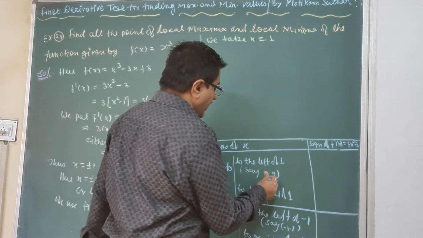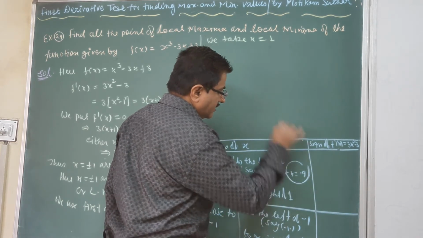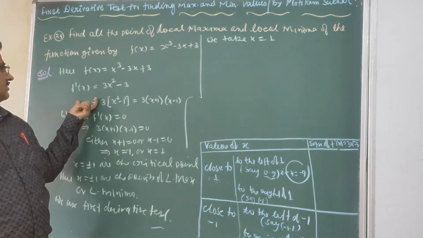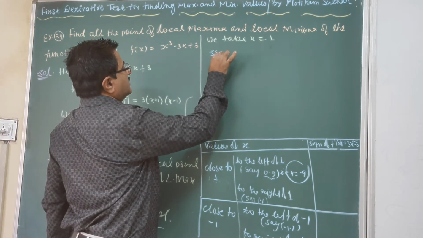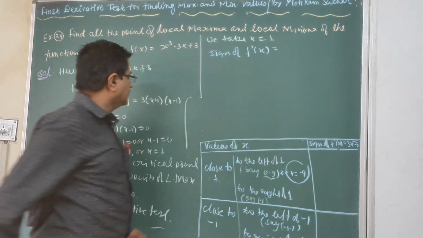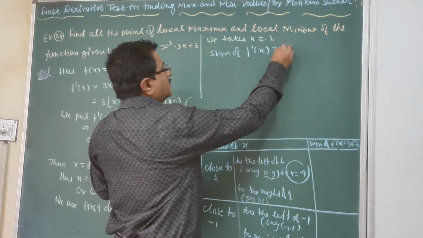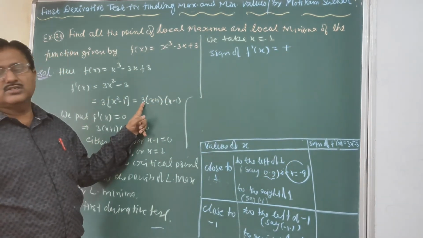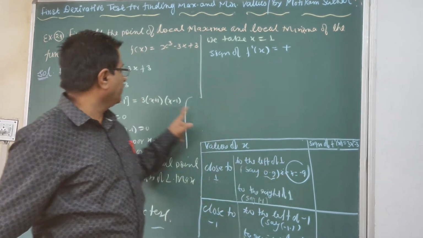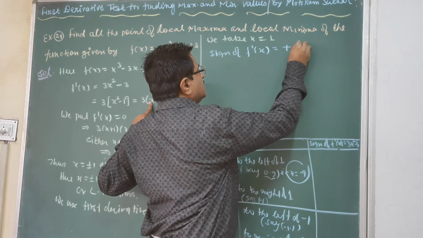Now we are taking x equal to 0.9. X equal to 0.9 we put here. Clear? So you can write here sign of f dash x equal to what? Take this form. We are considering this one. 3 is already positive. Whatever the value of x, 3 is constant, so positive. Now here x we are putting 0.9. So 0.9 plus 1, that is positive, 1.9.